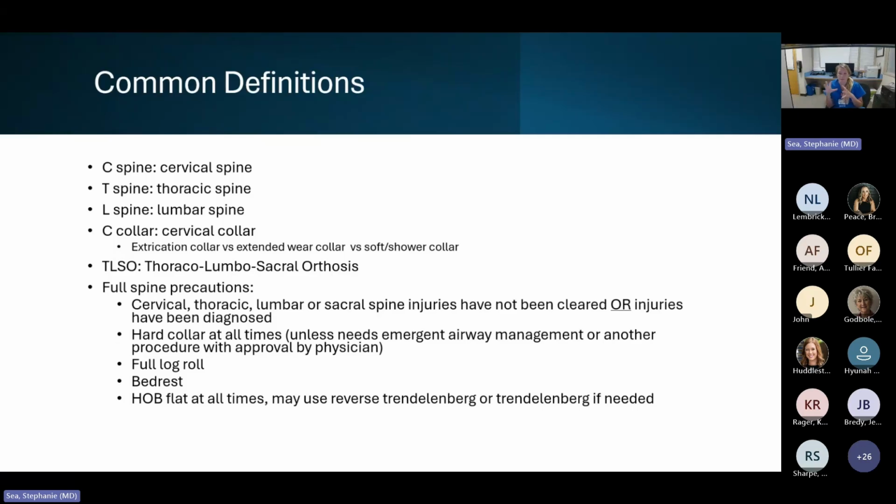And then when we talk about full spine precautions, this is when cervical, thoracic, lumbar, and sacral spines, from top all the way down, have not been cleared, or injuries have actually been diagnosed, so we have to keep them in full spine precautions. Hard collar at all times, unless there is an emergent airway, supervised by a physician, and we take off that collar to do a procedure real quick. You have to do full log roll, bed rest, head of bed flat at all times. Therefore, if you need a patient to sit up, use reverse Trendelenburg, or Trendelenburg the other way if you absolutely need it.